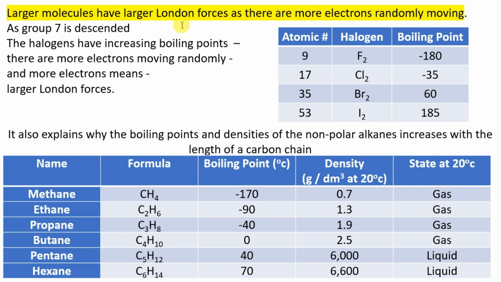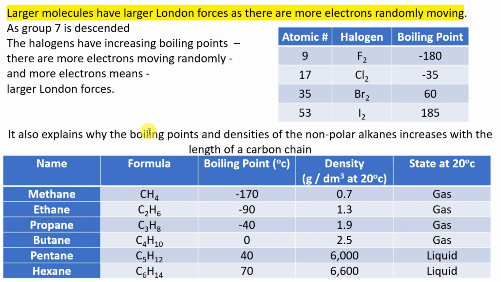Larger molecules have larger London forces as there are more electrons randomly moving. As group 7 is descended, I'm looking at the atomic number increasing as we go down. That means more protons, which in turn means more electrons. The halogens, fluorine to chlorine to bromine to iodine, and I see the boiling point gradually increasing. So, the halogens have increasing boiling points. There are more electrons moving randomly, and more electrons means larger London forces.